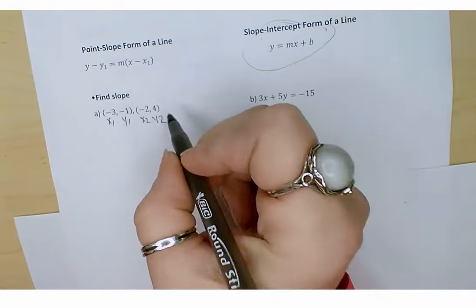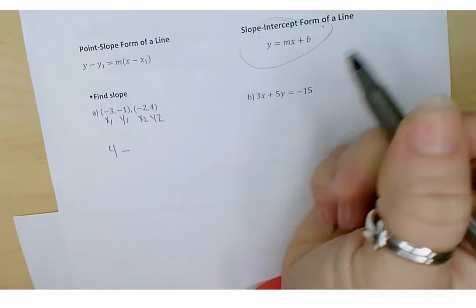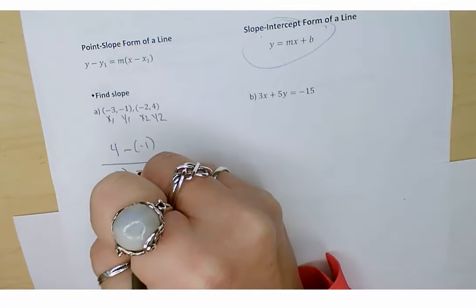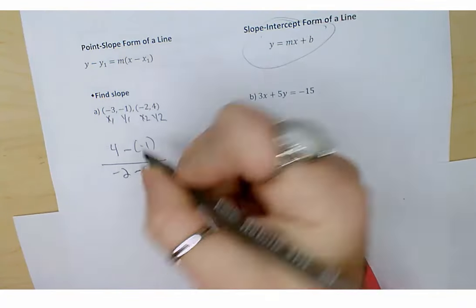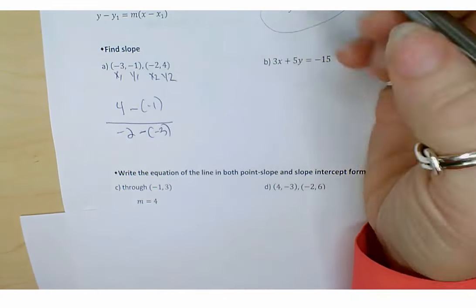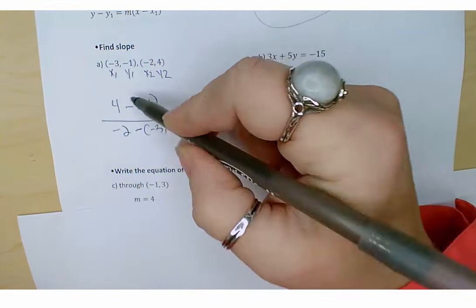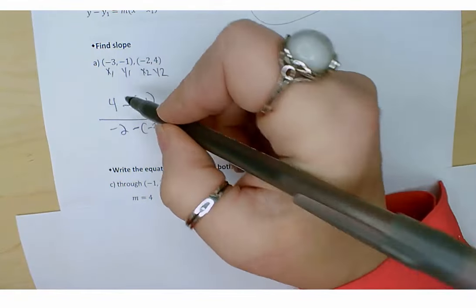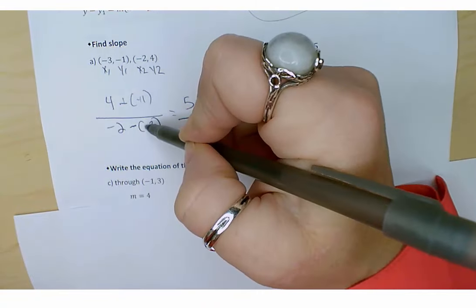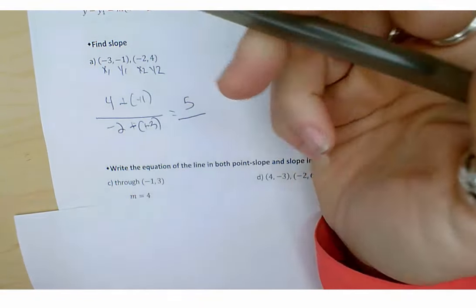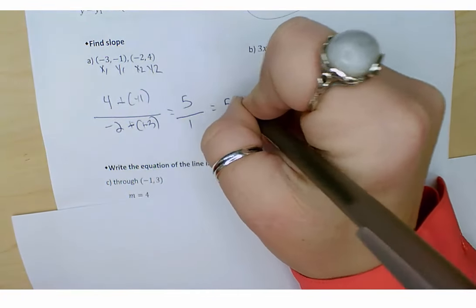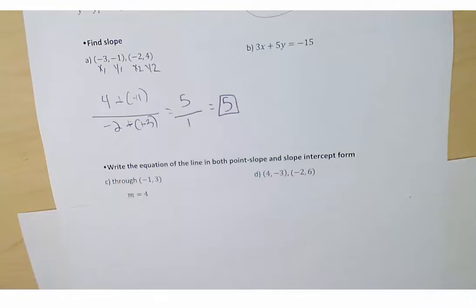So I already have the points labeled. So y2 minus y1, which is a negative 1, over x2 minus x1, which is a negative 3. And just simplify this. It's really just a subtraction problem here. Double negative rule in the numerator, 4 minus a negative 4, that is going to cancel out and make that a 5. Over, double negative rule once again here is going to cancel out, making that a negative 2 plus 3, which is a 1. And 5 over 1 does reduce to a 5.